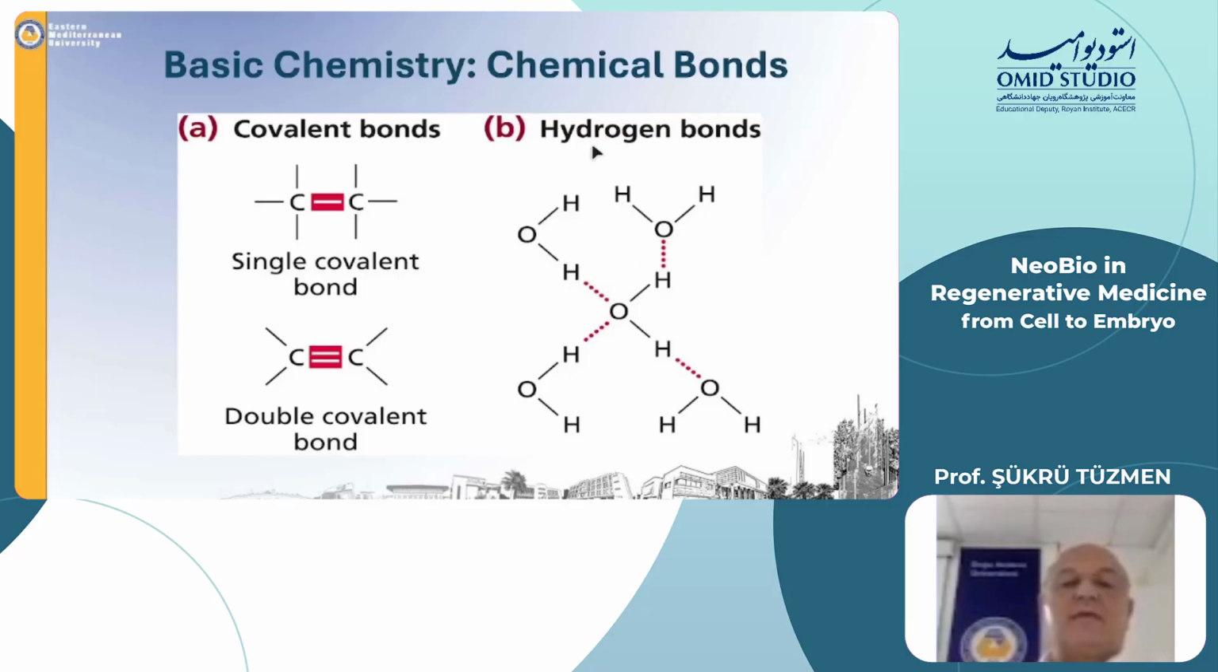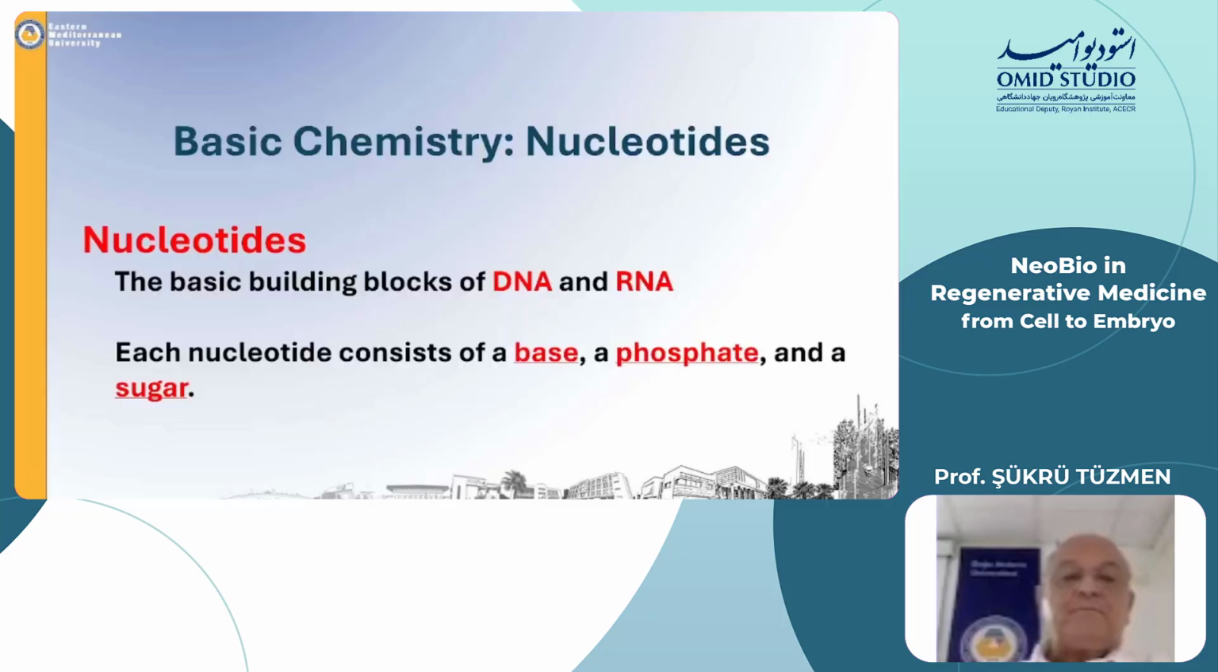On the right-hand side, you see hydrogen bonding. You can see that the hydrogen bonding is being made between oxygen molecules here, weaker bonds. That's the reason you can get three different states of water. You can get liquid, solid, and gas.